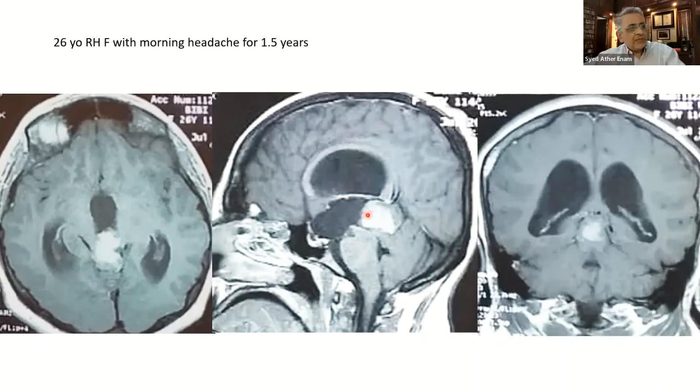I decided to approach it from the same route because I also wanted to look at whether the ETV was working or not. There were some issues. She was having some hydrocephalus. So we went through the same approach and we went transforaminal.